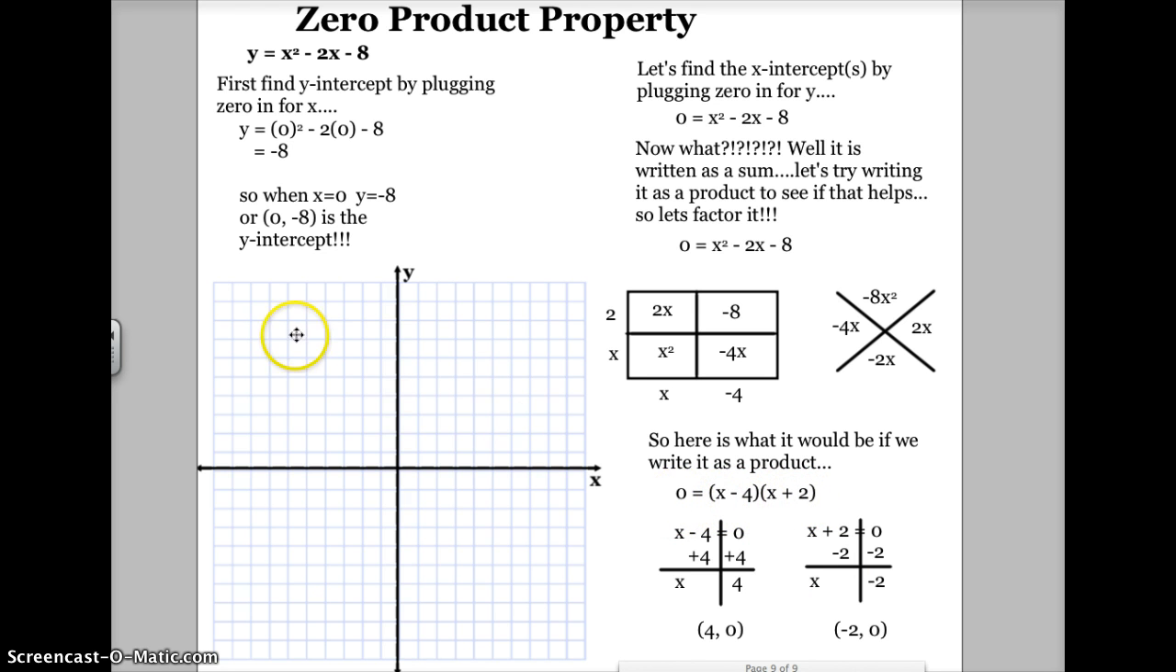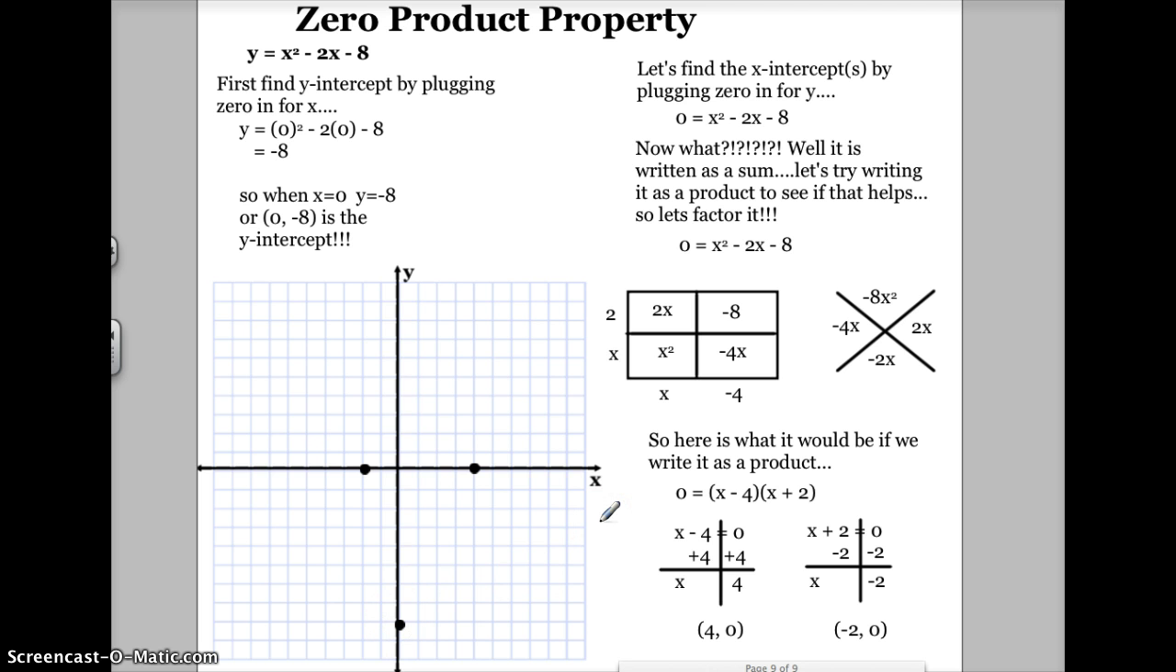So now I have 3 points I can plot on my graph. The first point I can plot is (4, 0). So I'm going to go 1, 2, 3, 4, and I'll just put a little dot right down there. The next point I can plot is (negative 2, 0). So negative 1, negative 2, and I'll just put a little dot right down there. Another point I can plot is (0, negative 8). So I go over 0 and down 1, 2, 3, 4, 5, 6, 7, 8. And right there, I can plot that point also.